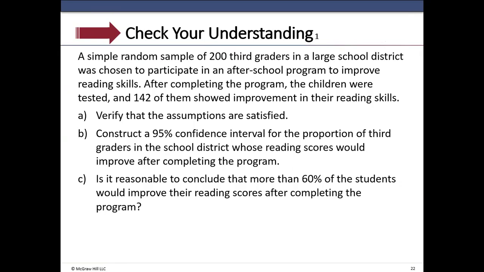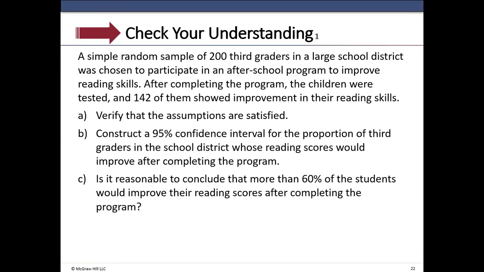Why do we need to check on that? We need to check on that to make sure that the sampling distribution of p hat is bell-shaped. Okay, so we are going to construct a 95% confidence interval for the proportion of third graders in the school district whose reading scores would improve after completing the program. So part A is satisfied.